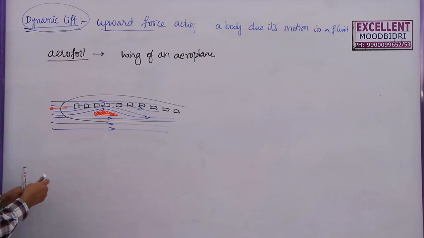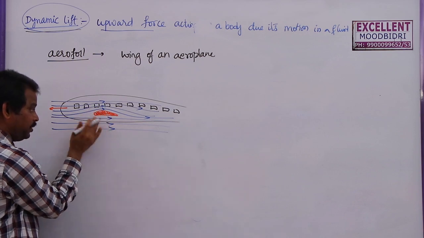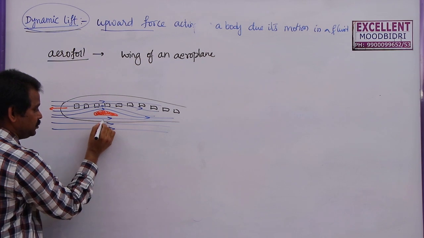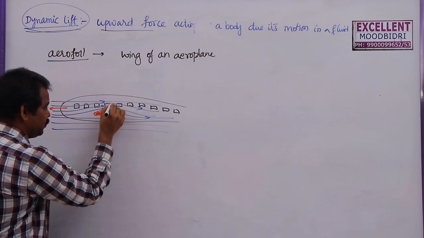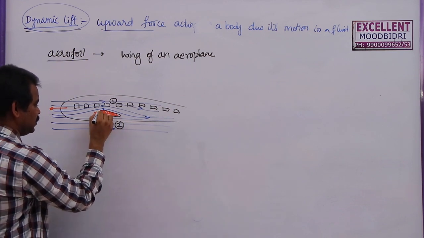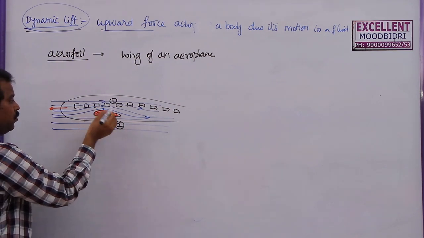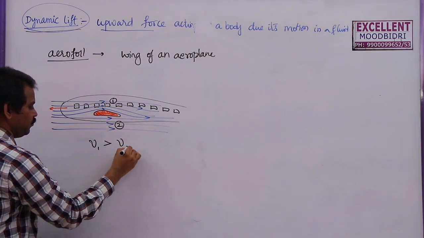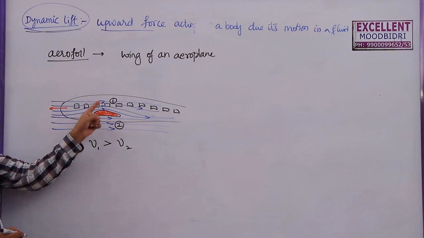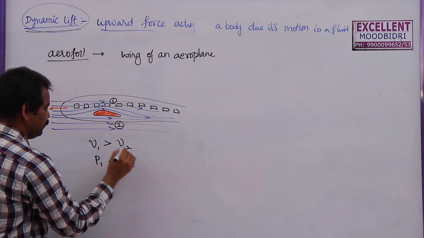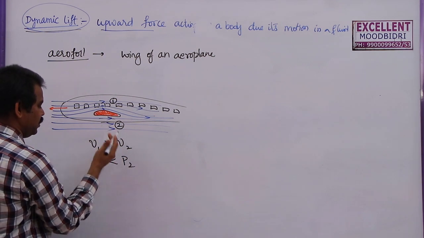So the shape of the aeroplane will be made such that the velocity of the air above the wing is always much greater than the velocity of the streamlines below the wing. Here let me take once again, this is 1 and 2. So the shape of the aeroplane wing is such that it will induce more velocity to the streamlines above the wing. So here V1 is greater than V2. Whenever velocity above the wing is more, then the pressure above the wing will be less and the pressure at the bottom of the aeroplane wing will be more.